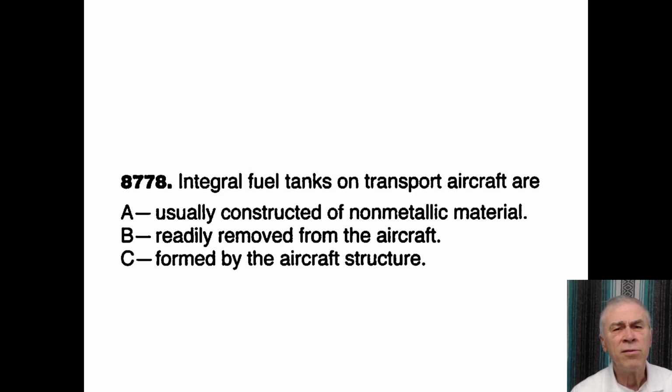Integral fuel tanks on transport aircraft are A, usually constructed of non-metallic material, or B, readily removed from the aircraft. So far, those two are both wrong, so it's got to be the third one. Or C, formed by the aircraft structure.